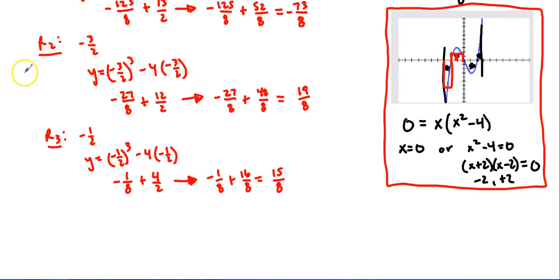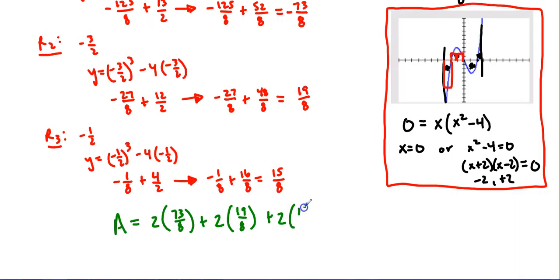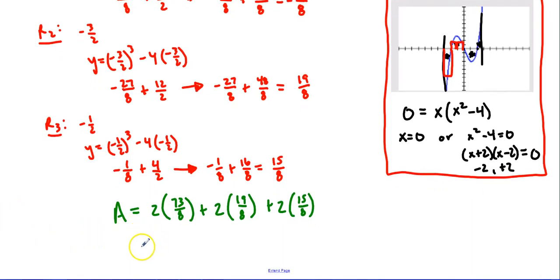So bringing that all together, our area estimate using Riemann sums, 6 rectangles, is going to be 2 of this rectangle plus 2 of this rectangle. And again, we're using absolute values because we're interested in the area. We're not interested in whether it goes up or down. Simplify.